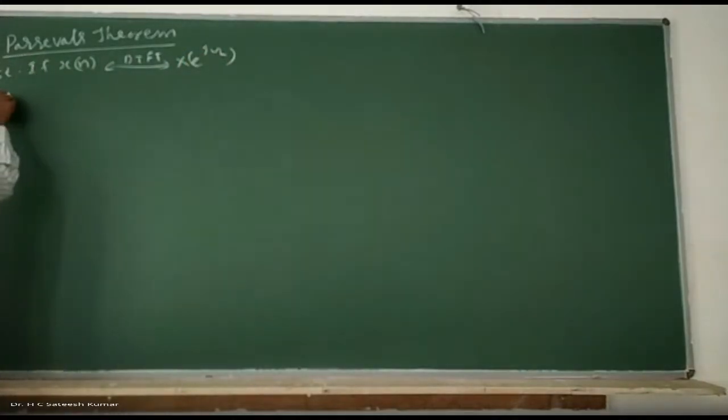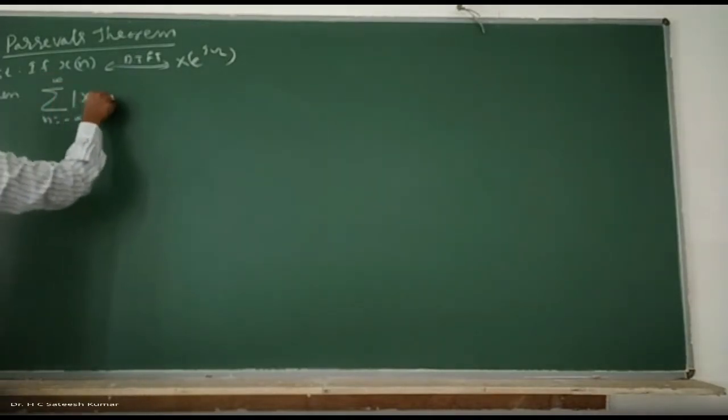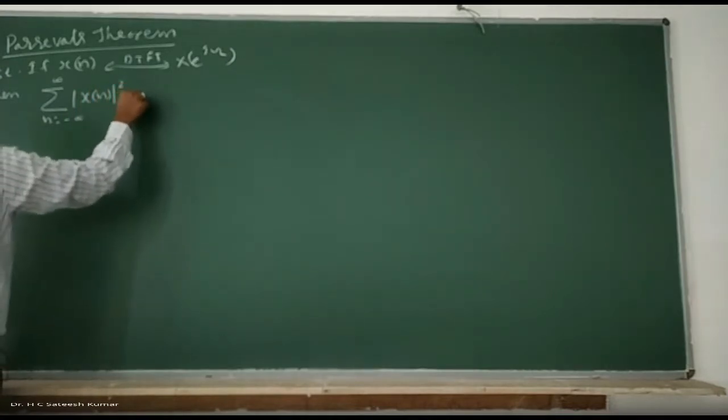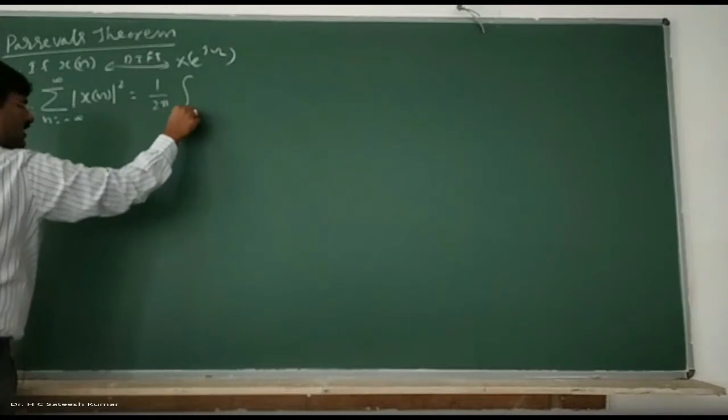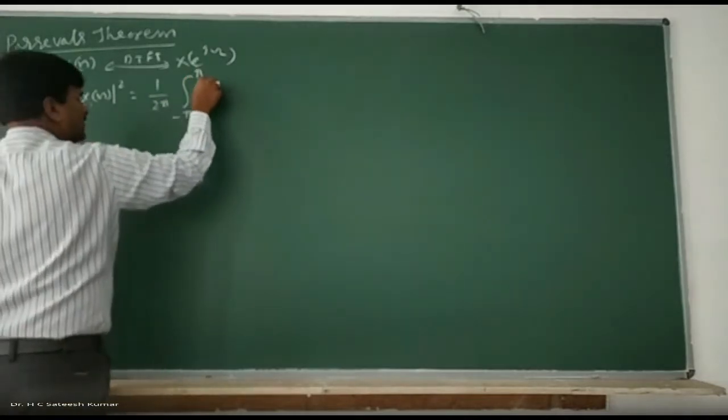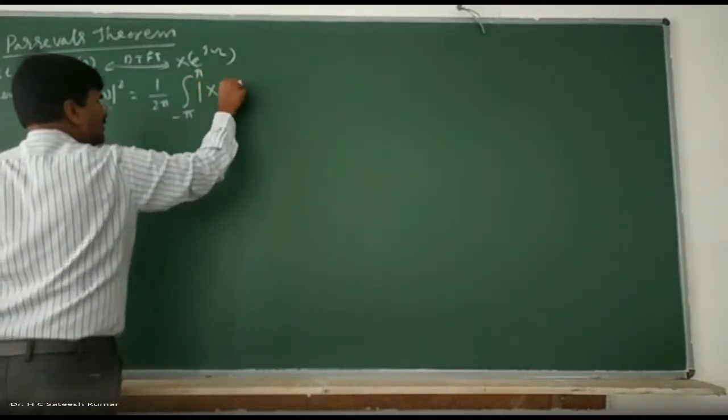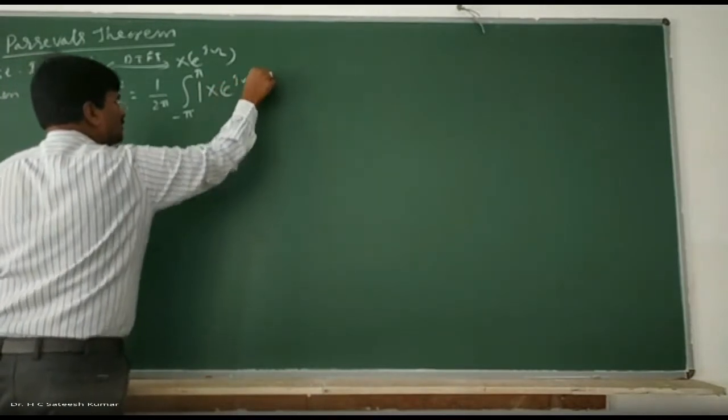Then summation n varies from minus infinity to plus infinity, magnitude of x of n whole square is equal to 1 over 2 pi into integration from minus pi to plus pi, magnitude of x of e to the power of j omega whole square d omega.